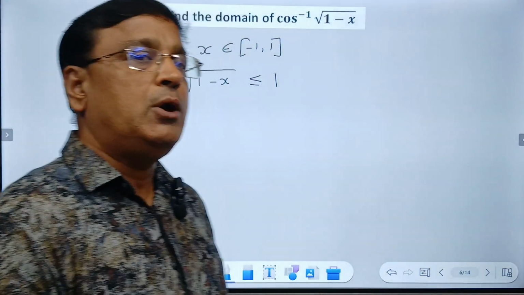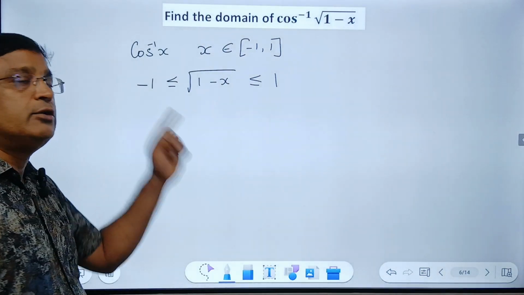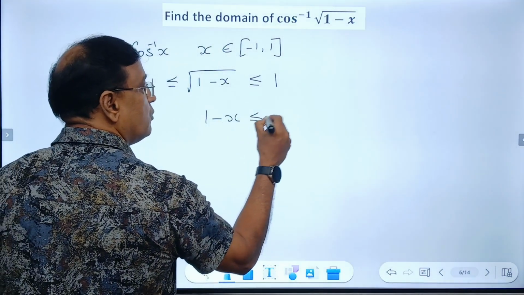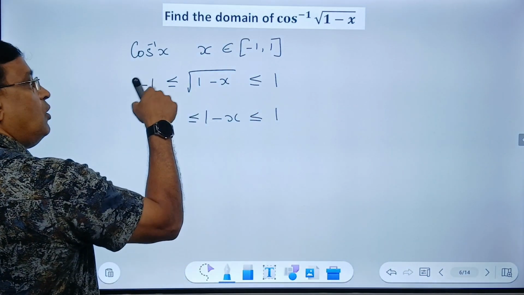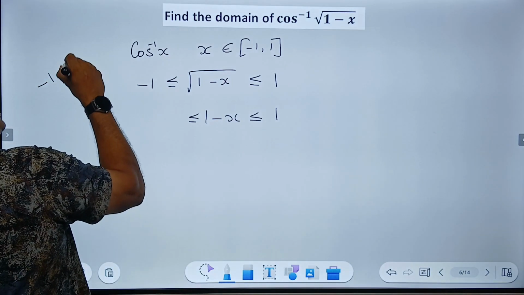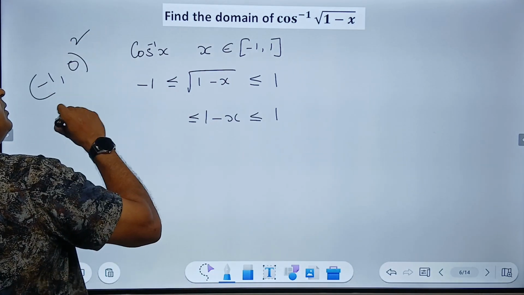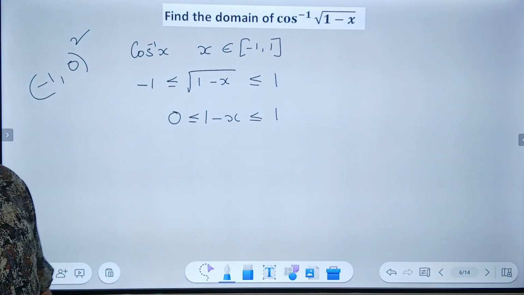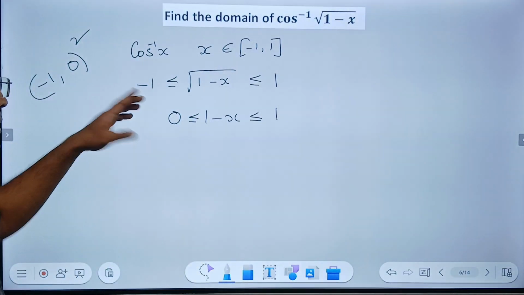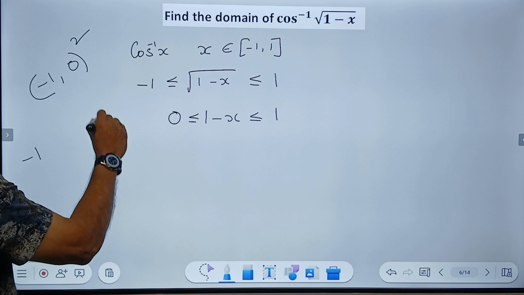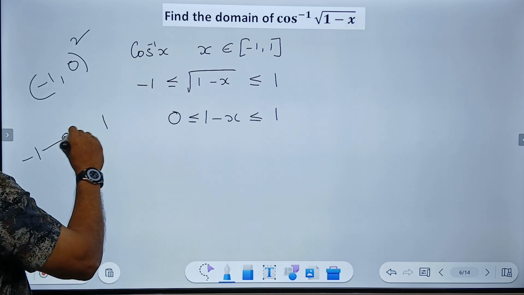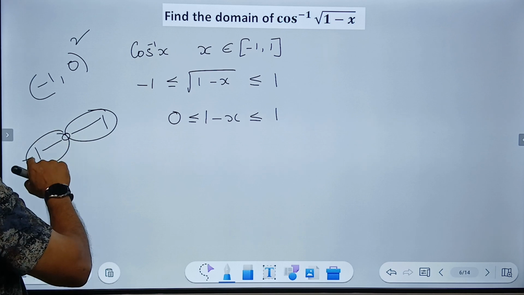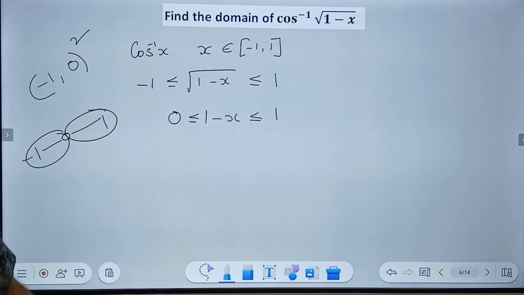Okay. Now you square both sides because you have to get rid of the square root. When you square both sides, you get 1 minus x is less than or equal to 1. But here, all the negative numbers from minus 1 to 0, when you square them, become positive. So it will come from 0 to 1. I hope you understand that. Because you are going from minus 1 to 1, in between you cross 0 and then you go. So when you square, these numbers are not affected, whereas these numbers become positive. So it will overlap there. So it is 0 to 1.